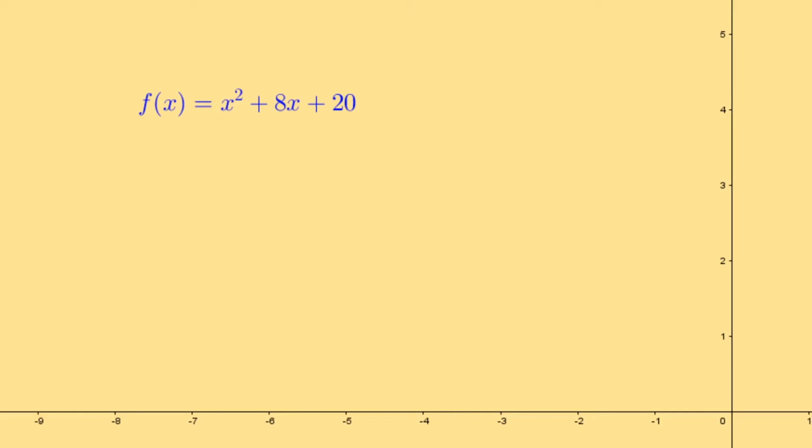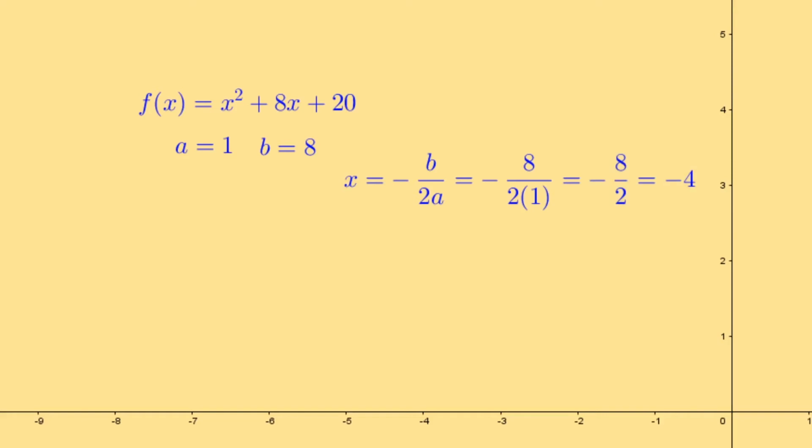Let's first start with a standard form example. In this case, let's look at f of x equals x squared plus 8x plus 20. Here, a is equal to 1 and b is equal to 8. Recall that to find my x value of my vertex, I simply calculate negative b over 2a. In this case, that's going to be negative 8 over 2 times 1, which is equal to negative 8 over 2, which is equal to negative 4.